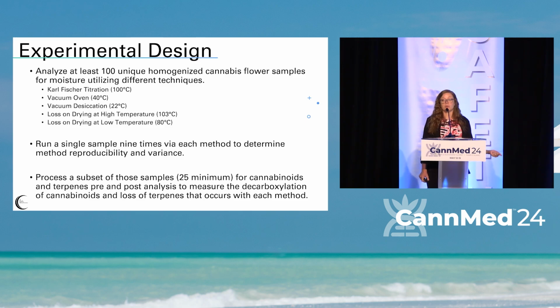So Karl Fischer, the vacuum oven at 40 degrees, vacuum desiccation at room temperature, so 22 degrees Celsius, loss on drying at high temperature at 103 degrees Celsius, and loss on drying at low temperature, 80 degrees Celsius. We also wanted to run each of the methods 9 times in order to get a comparison to measure the reproducibility and variance from method to method.